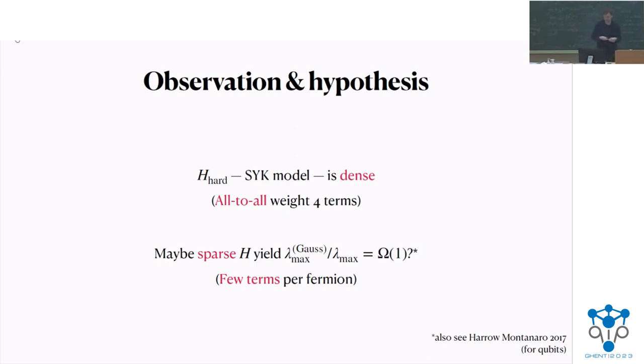Something in the same direction was done for qubits by Hara and Montanaro. We are not going to use their methods, but it's in principle a similar reasoning on the qualitative level, I guess, or an intuitive level. It makes sense if you have a sparse Hamiltonian.